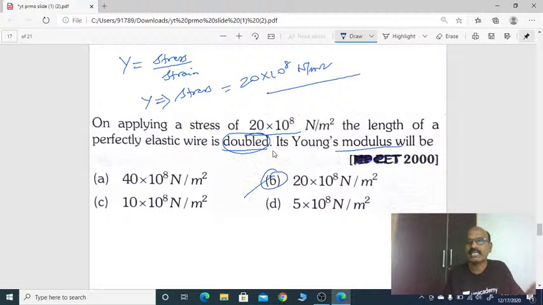On applying this much stress, the length of the perfectly elastic wire doubled. So as the length of the wire gets doubled, therefore strain is the same. Change in length is the original length, twice. So cancel 1. So strain is 1, meaning Young modulus equals stress. That's it, same value. Don't get confused.